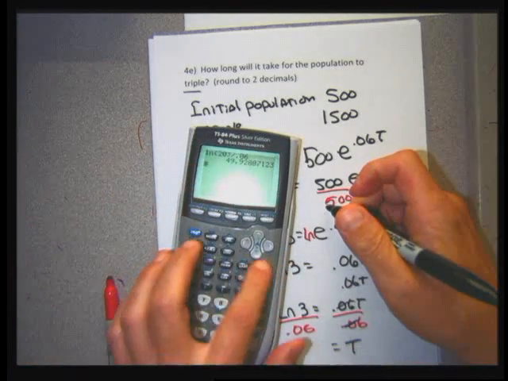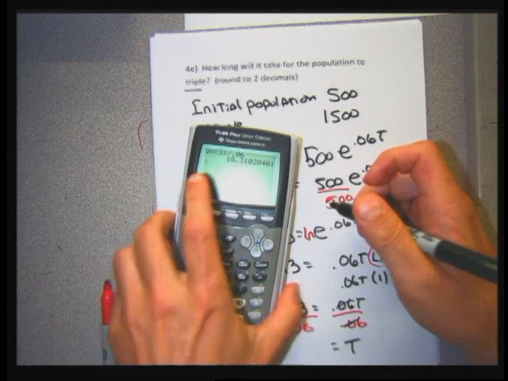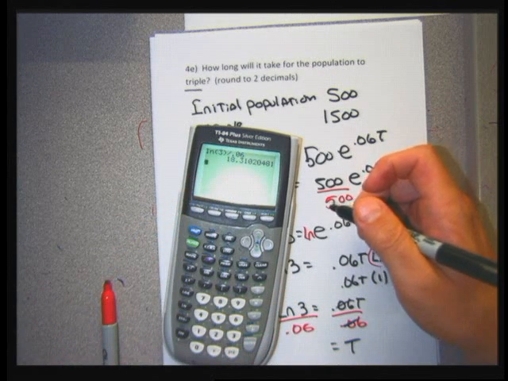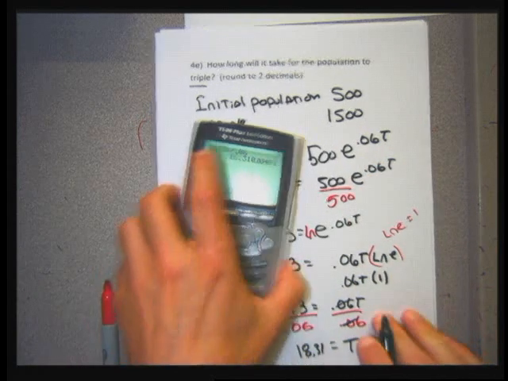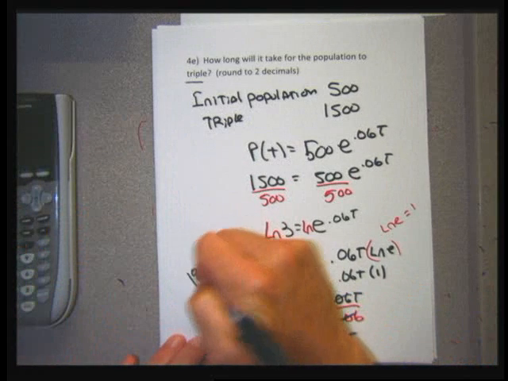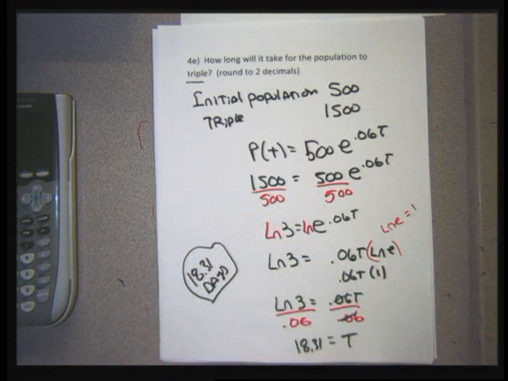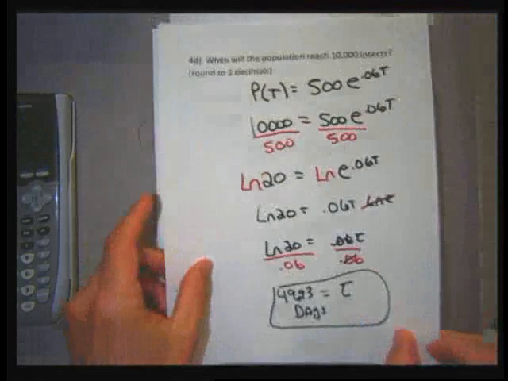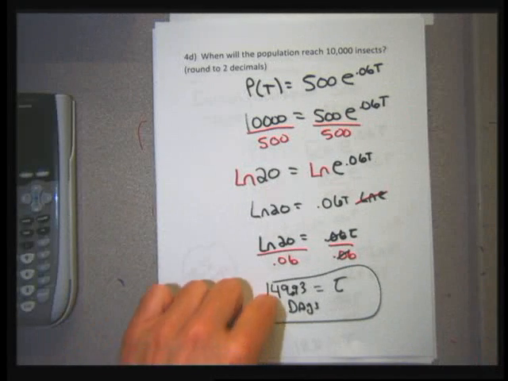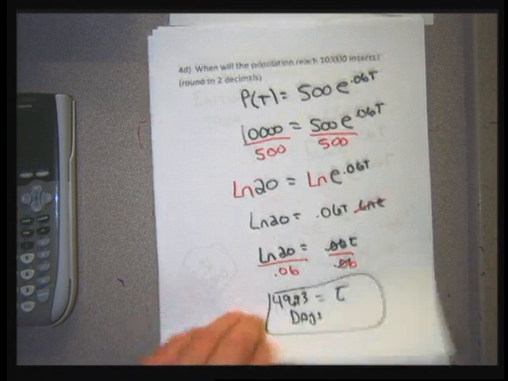So now I just go natural log of 3 divided by 0.06, and I get 18. Rounded to 2 decimals, that's 18.31 days. So the answer to 4e is 18.31 days for the population to go from 500 to 1,500. Just in case on part D, I trimmed off the bottom, in case you didn't see this, 49.93, because my paper started kind of working its way down. That's what D looked like.